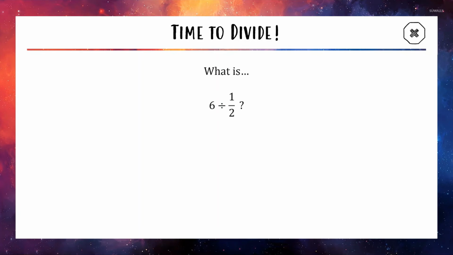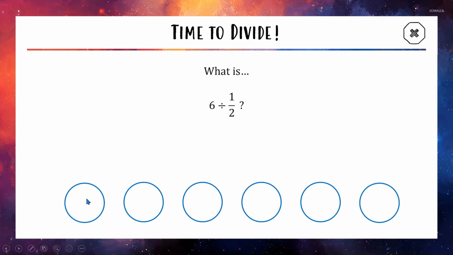If you're a bit rusty with your divisions, when we're dividing, we're kind of saying how many times does this second number fit into the first number. So 6 divided by a half is like saying how many halves fit into 6 wholes. Let's have a look. Here are 6 whole pieces. Let's cut them into halves. And how many halves do we have? 1, 2, 3, 4, 5, 6, 7, 8, 9, 10, 11, 12. So a half fits into 6 wholes 12 times.